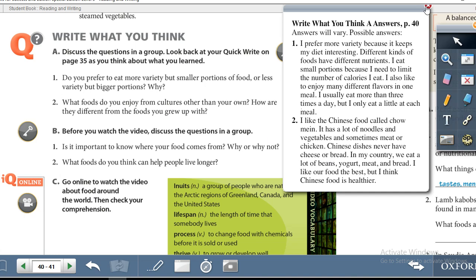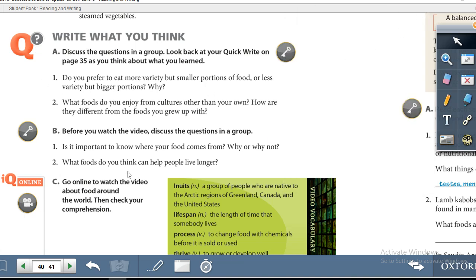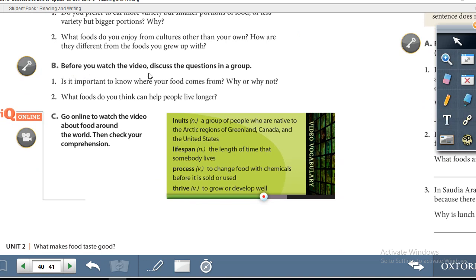Right, so that is how you will answer exercise A. Exercise B, before you watch the video, discuss the questions in a group. You do not need to discuss the questions in a group. You can simply read the questions, watch the video, and you can go through each question, right?